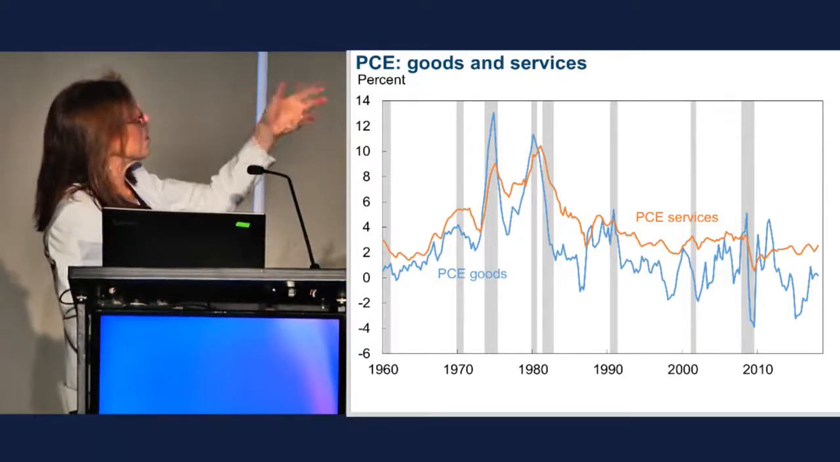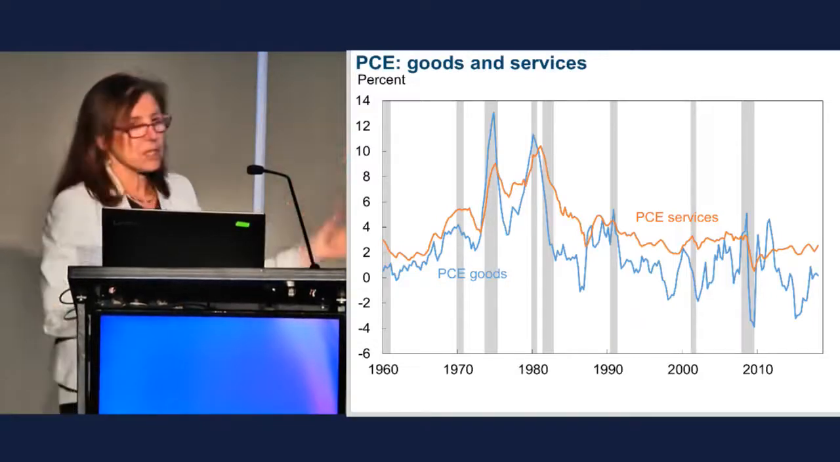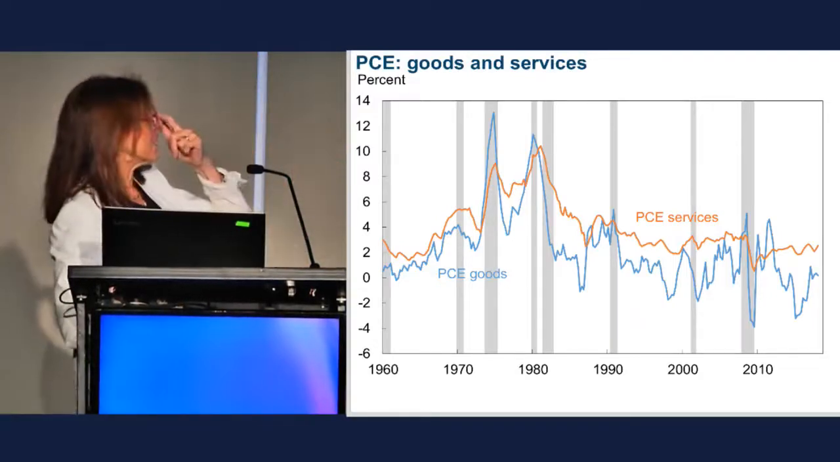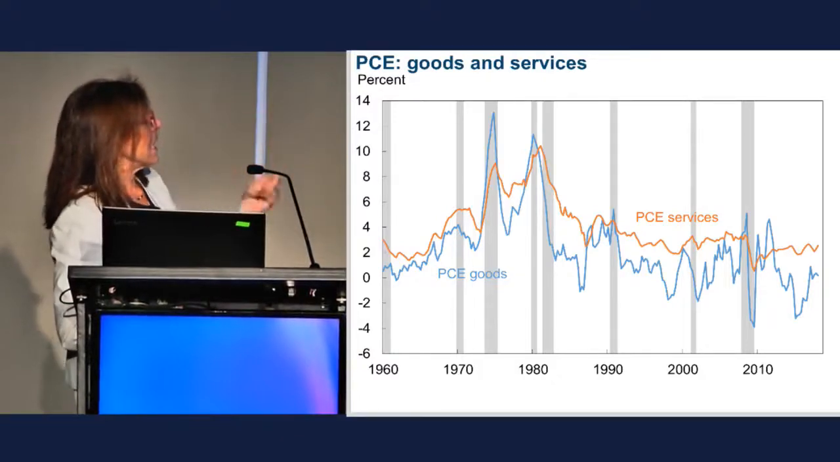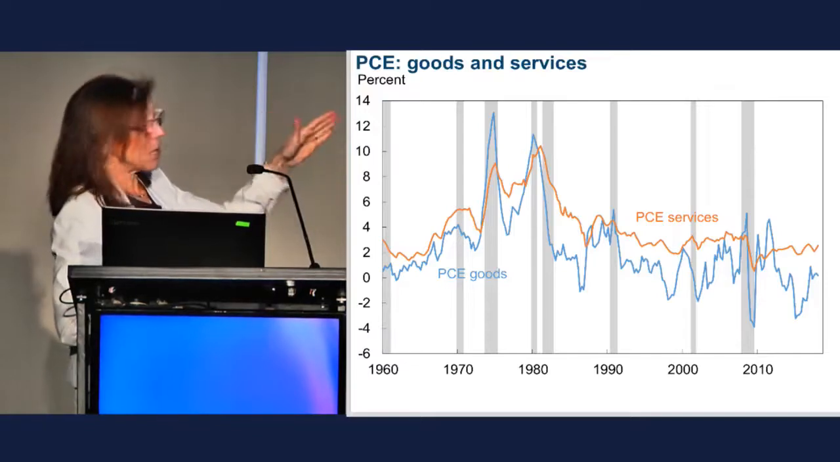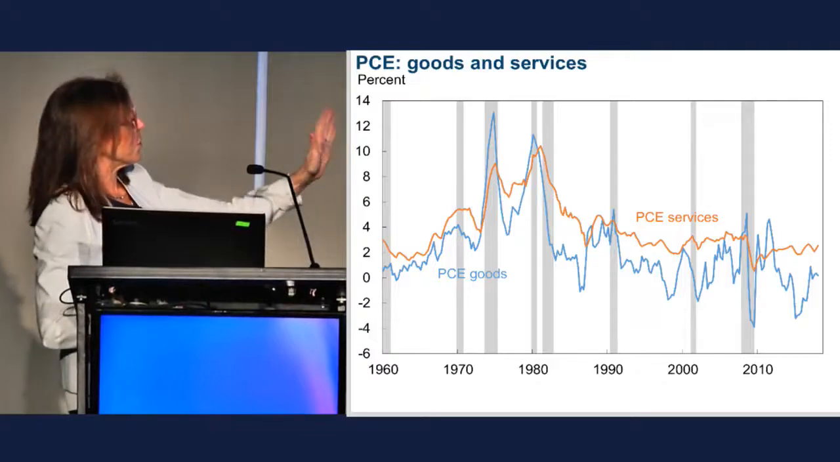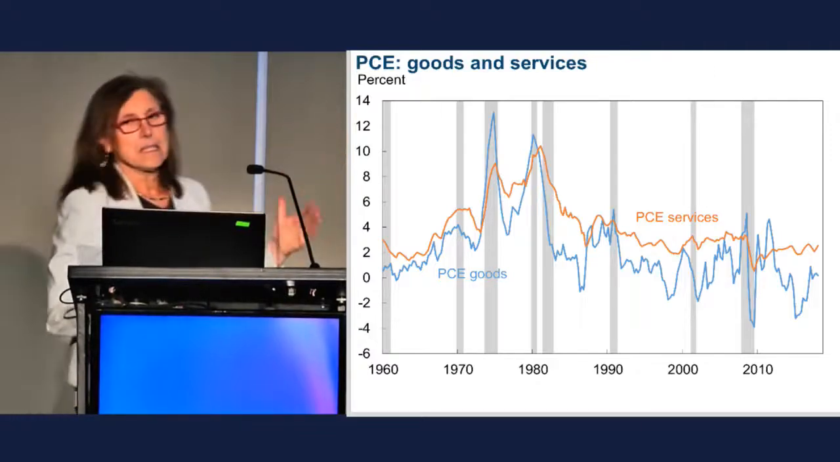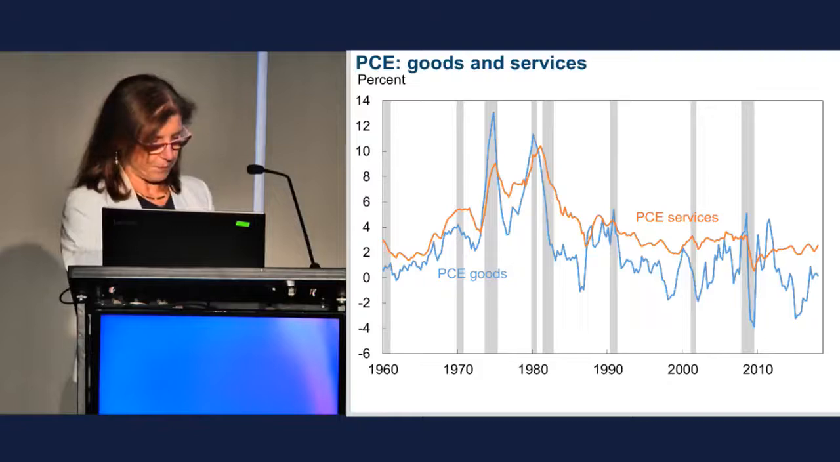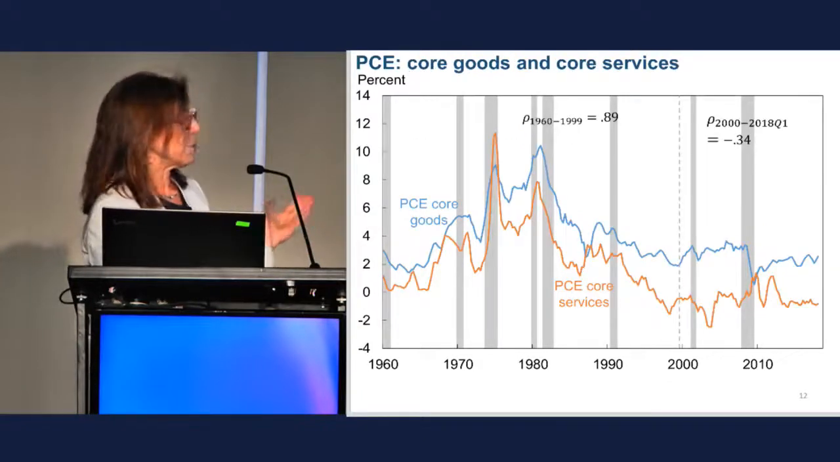So here, I compute a rough correlation. The vertical bar is somewhat arbitrary. I cannot tell you where exactly the correlation changed sign. But up to 1999, the correlation between these two components of PCE was positive and large. And then it becomes negative. So in the recent period, from 2000 to 2018, it is negative, 0.34. So now, what will strike you? Now I put these two together with the CSI.